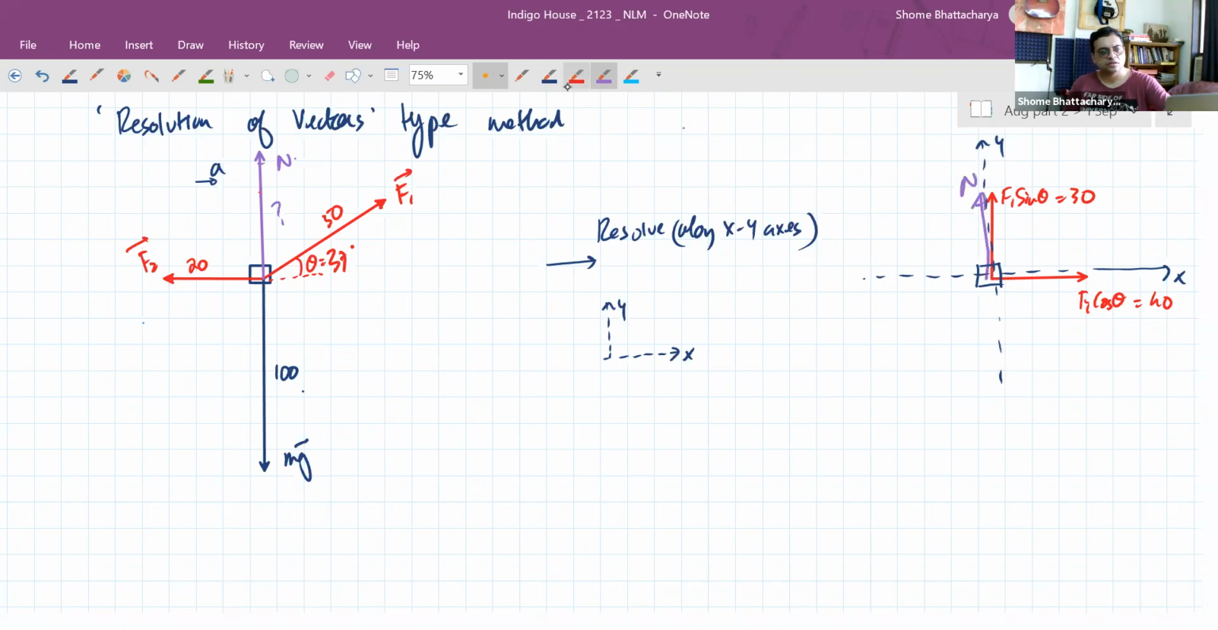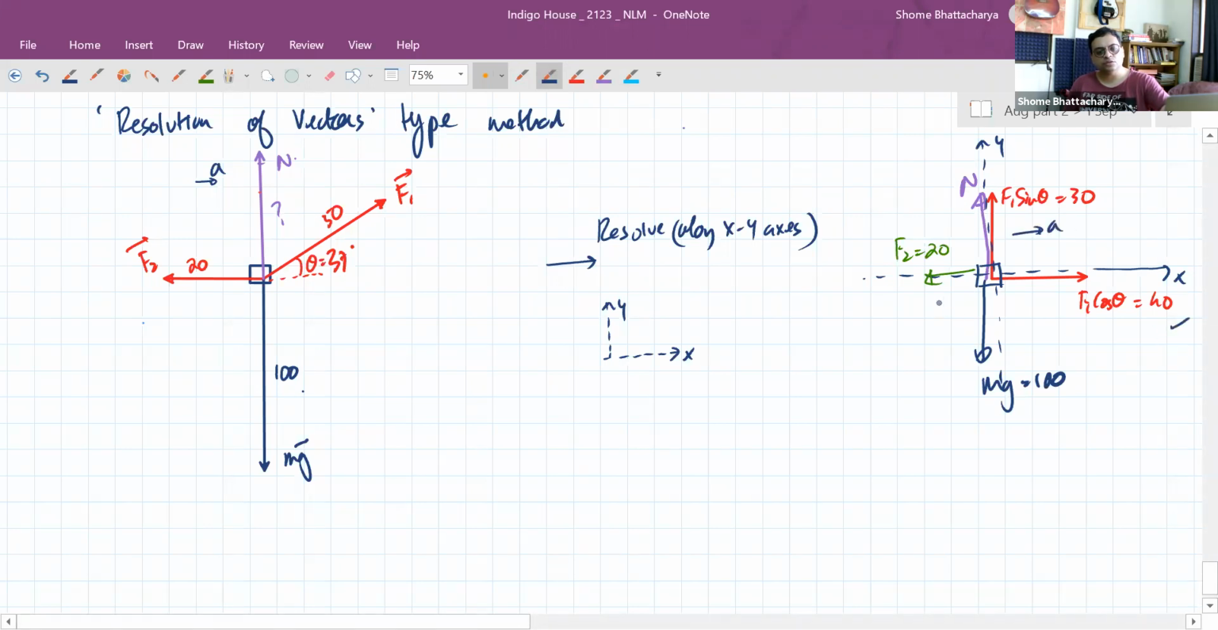N is like this, then there is mg equal to 100 like this, and there is F2 like this, which is 20. So now in this diagram, straight away I can see that direction of acceleration is like this. Why I know it's like this? Because this is dominating over this. Okay, so Siddharth, you understood this point?